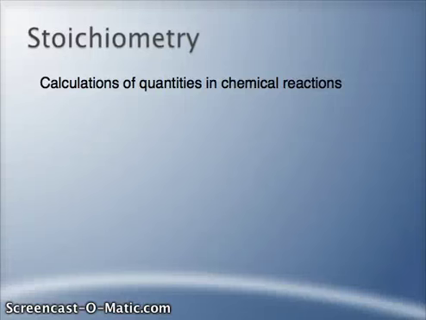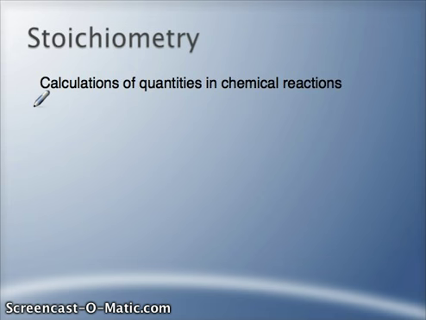At this point, we have talked about chemical reactions, how to balance them, and what the 5 types of chemical reactions are. Now what we're going to talk about is a practical application of those chemical reactions. If we want to conduct a chemical reaction in lab, we can't talk about atoms or molecules, but we can talk about grams and volume. So now we're talking about calculations of quantities in chemical reactions.